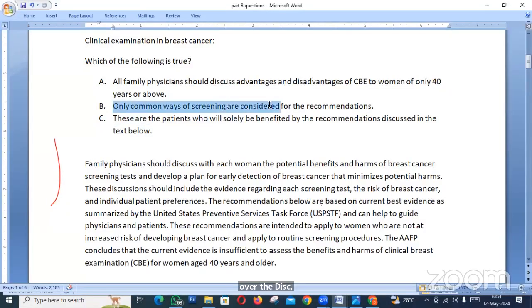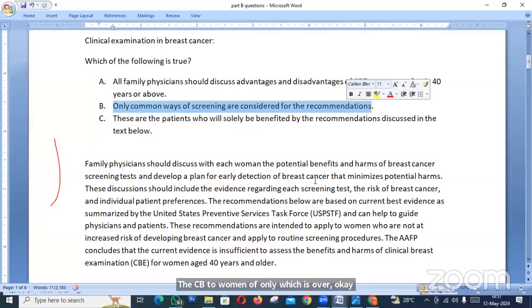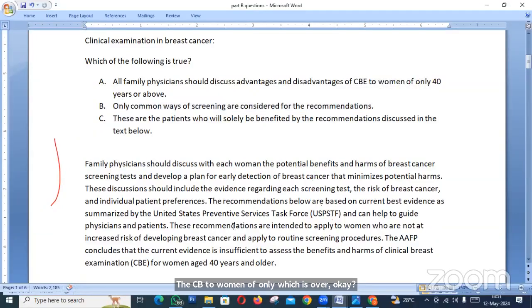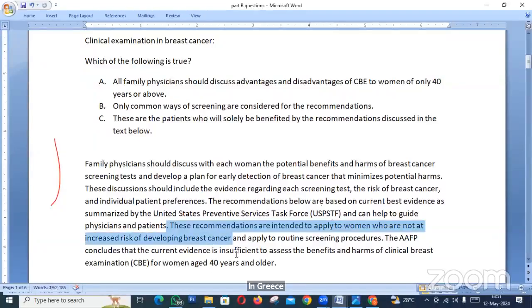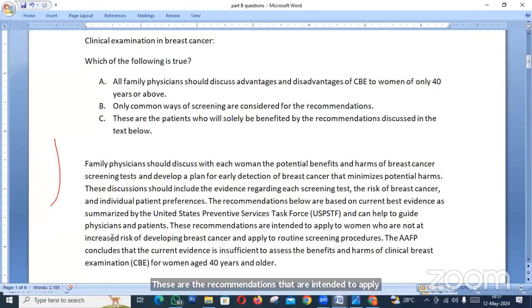Only common screening is considered for the recommendations. This was also wrong. These recommendations are intended to apply to women who are not at increased risk of developing breast cancer, and apply to routine procedures.